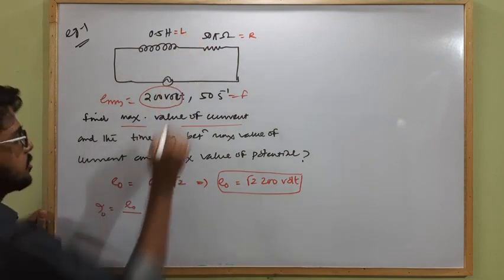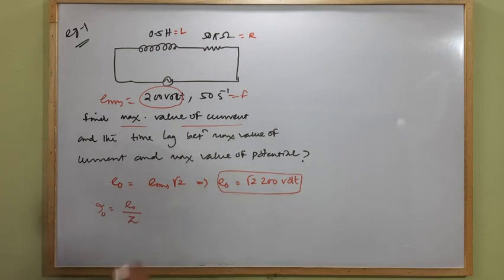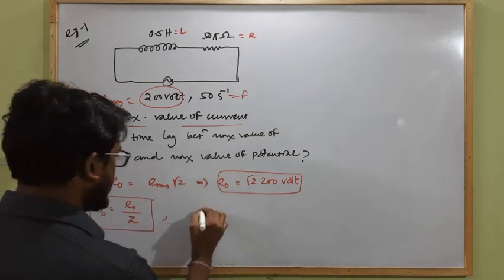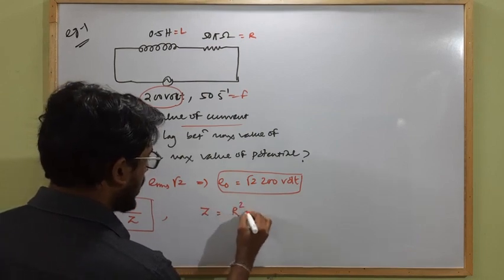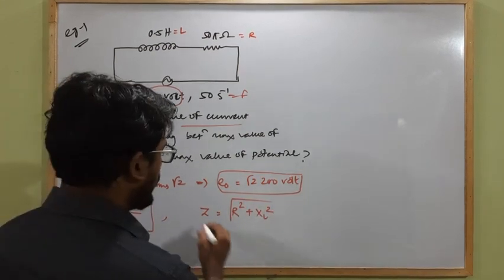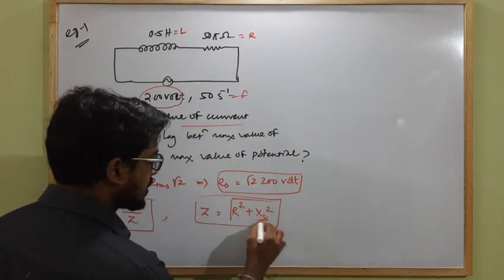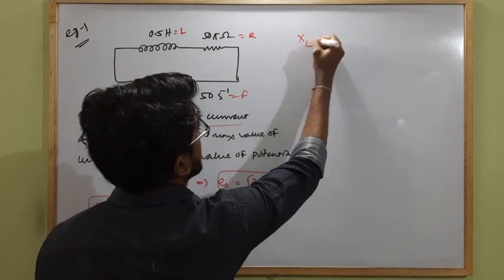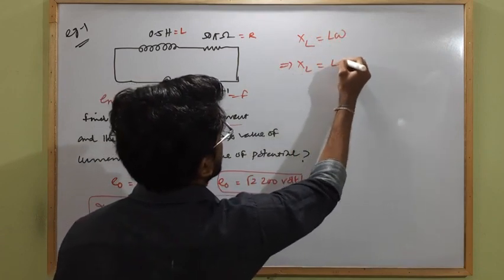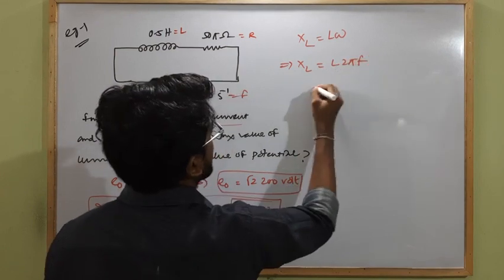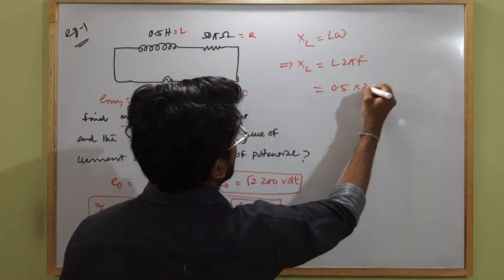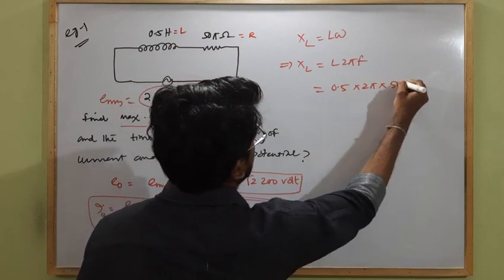This is an LR circuit. So here Z is the impedance, and this will be the expression for the maximum value of current. So we know what Z is: Z equal to square root of R square plus XL square. So here we have to first find out the value of XL. XL will be equal to L into omega. So this implies XL equal to L into 2 pi F, which is 0.5 into 2 pi into F, where F equal to 50.